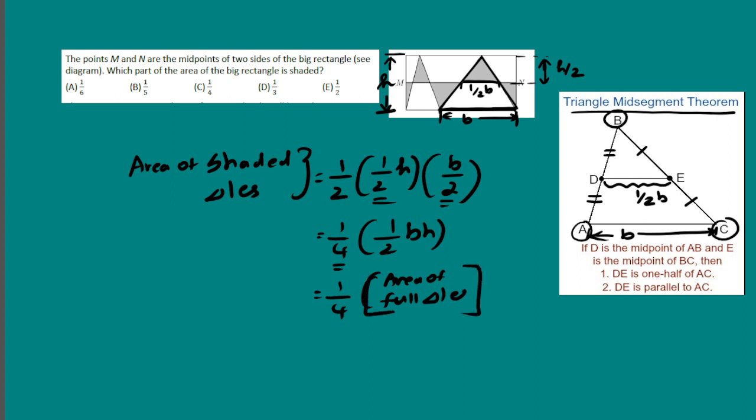So if you look at each of these triangles, the shaded portion will be 1 by 4th of the bigger triangles. So the sum of all the shaded portions will still be 1 by 4th of the full shaded and unshaded portions, or the triangles that form the full rectangle here.